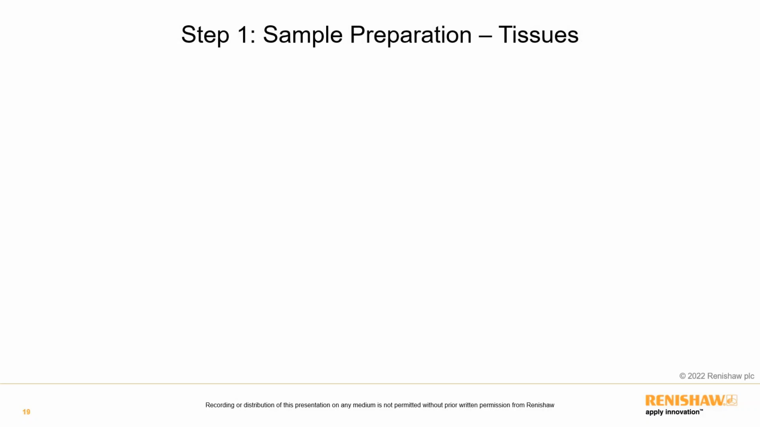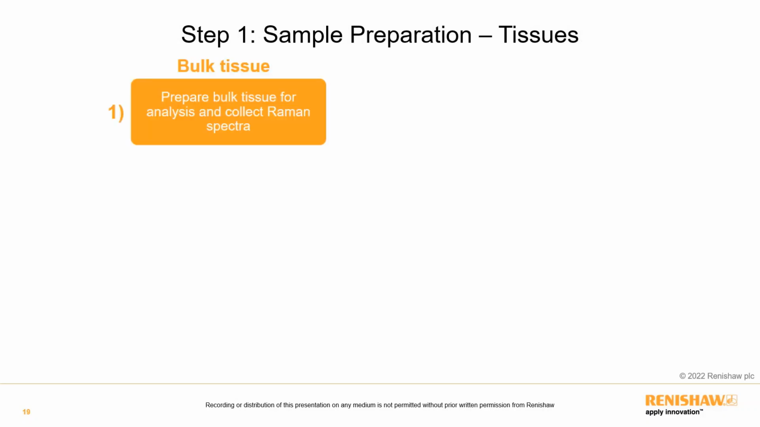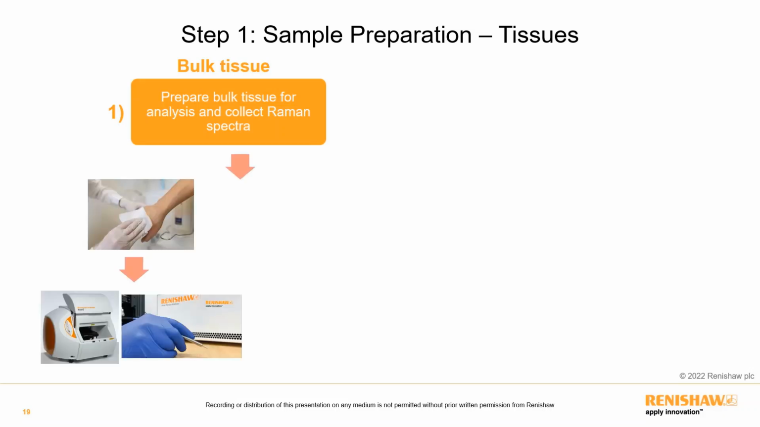So next, looking at the sample preparation for tissues. First, we will discuss bulk tissue, and step 1 for this involves preparing the bulk tissue for analysis and collection of the Raman spectra. So how do we go about doing this? Prior to analysing bulk tissue, you need to ensure that the tissue section is clean of any contaminants. This is particularly relevant for blood, which could interfere with the Raman signal.